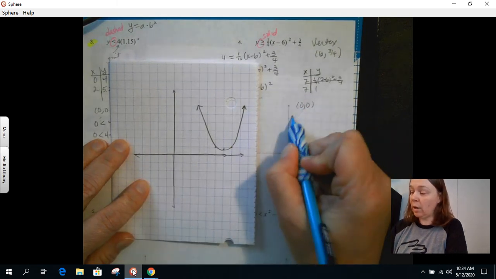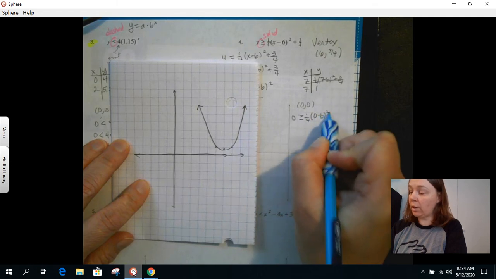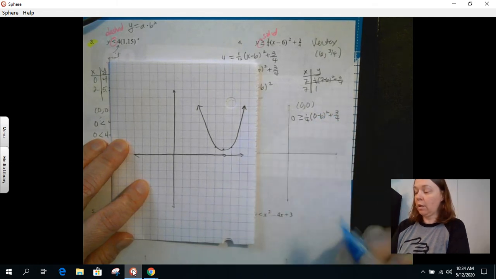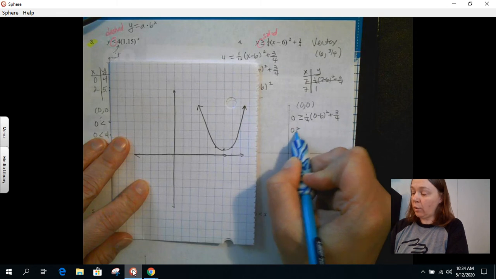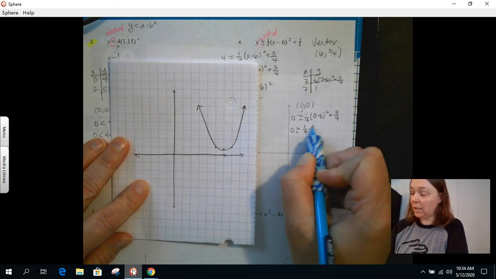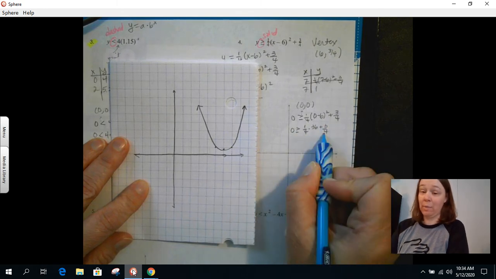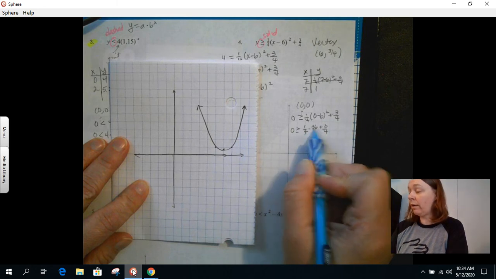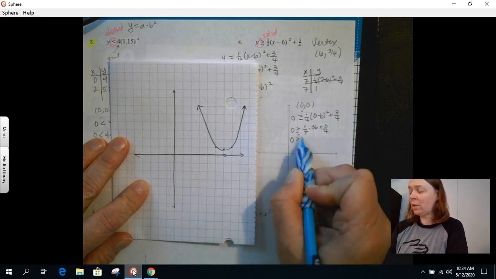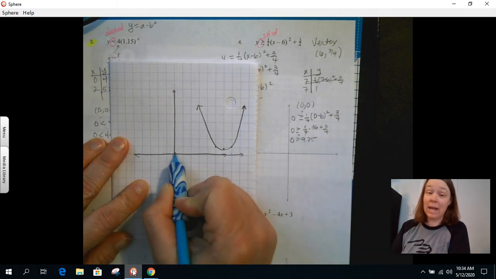So I'm going to do 0, is that greater than or equal to 1/4 times 0 minus 6 squared plus 3/4? That would be 6 squared, so 36, plus 3/4. Well, I can just look at this and tell 0 is not going to be bigger than that because that's a positive number. I could go through and say that's 9 3/4. So is 0 bigger than or equal to 9.75? No, 0 is not a solution.